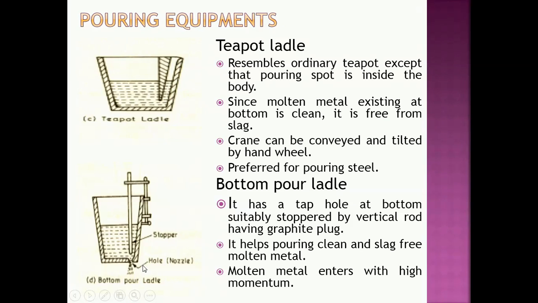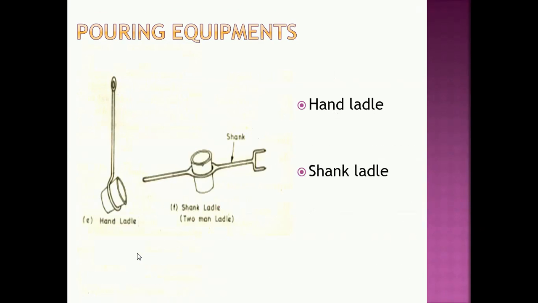Molten metal enters in the case of this bottom pour ladle with more momentum, or high momentum, as compared to the teapot ladle or lip pouring ladle. Here momentum is more and due to higher momentum there may be chances of damaging the mold cavity. So we have to take utmost precaution while pouring metal by using this bottom pour ladle.